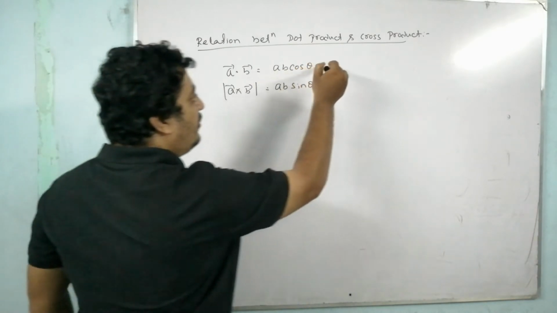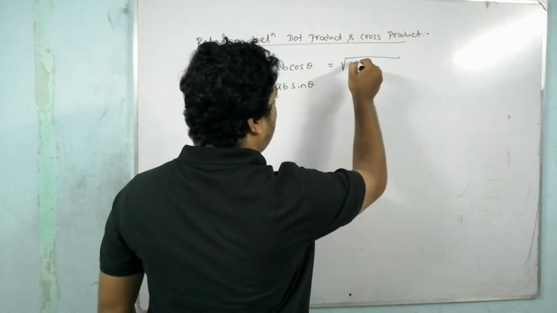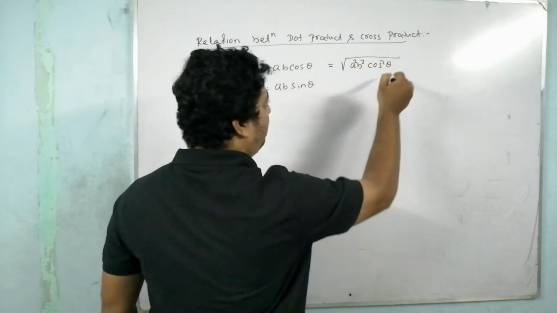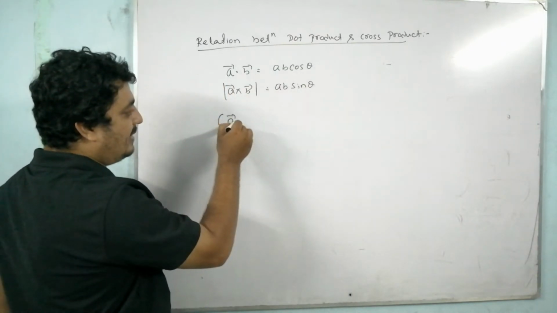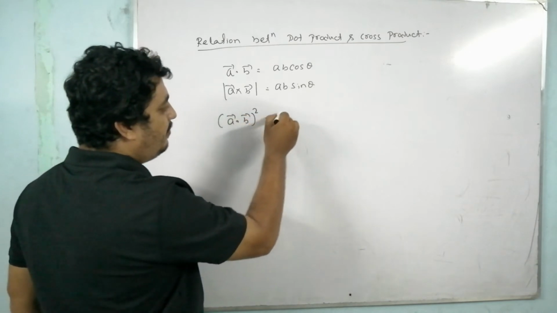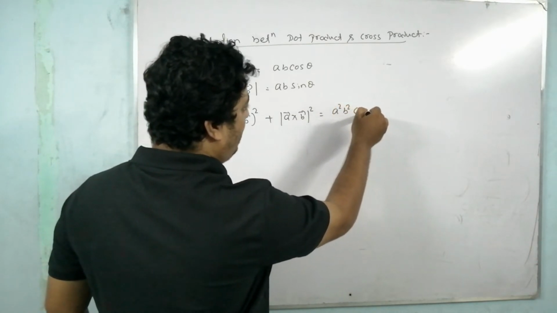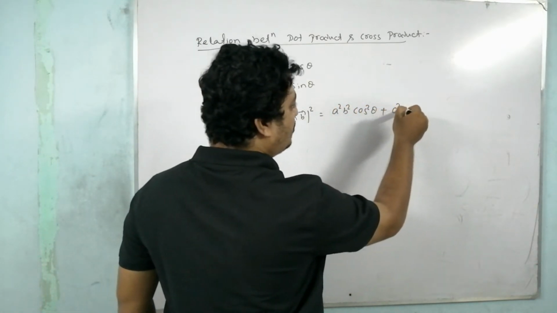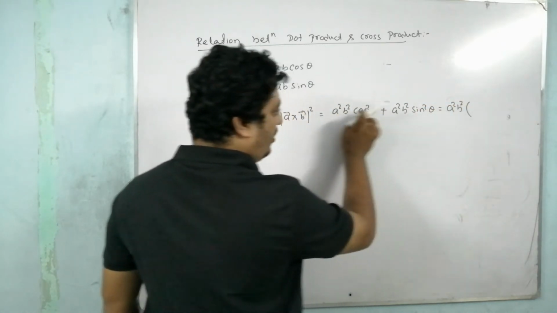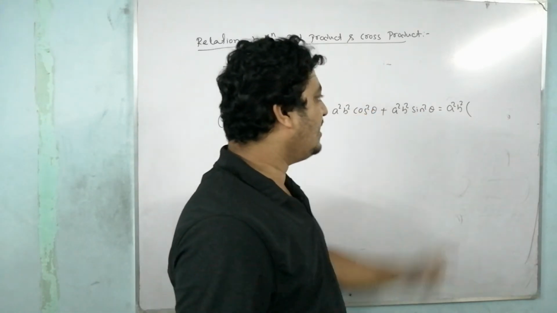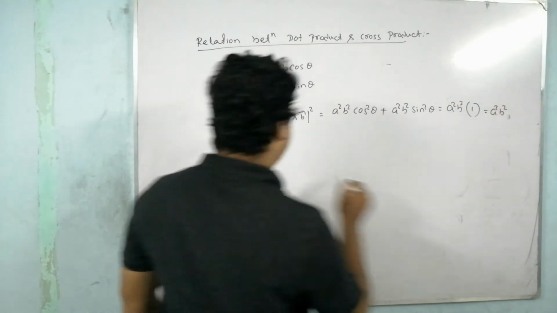Now we can write it as root over of A square B square cos square theta. Now square both and add: A dot B square plus mod of A cross B whole square equal to A square B square cos square theta plus A square B square sin square theta. Taking A square B square common, what remains is cos square theta plus sin square theta, that is equal to 1. So it is equal to A square into B square.